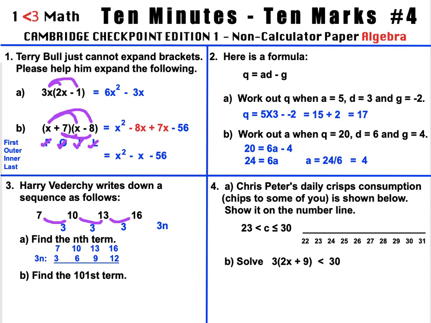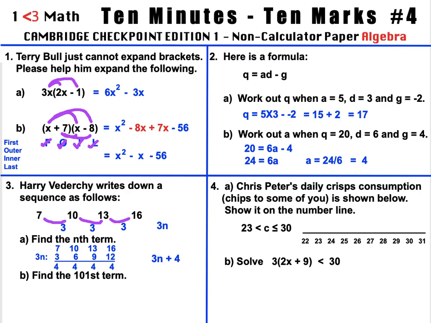For term 2, 3n would be 3 times 2, which is 6, and this is why we get the 3 times table. So 3n is the 3 times table. 10 take away 6 will also give 4. 13 take away 9 will also give 4. And 16 take away 12 will also give 4. So therefore, we can write the nth term of our sequence as 3n plus 4.